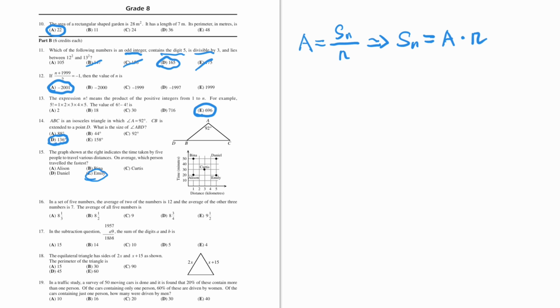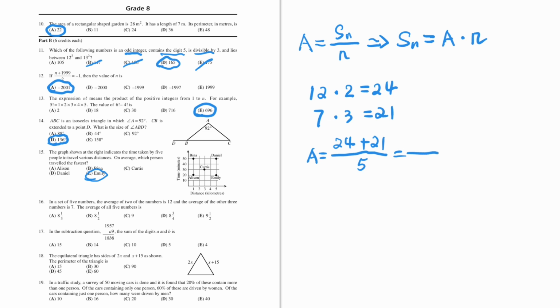First, the 2 numbers: average is 12, number of numbers is 2. They equal 24. And the other 3 numbers, average is 7 times 3. That's 21. So the average of the 5 numbers equals the sum. First 2 sum is 24, the other 3 sum is 21, divided by the number of numbers. That's 45 divided by 5 equals 9. So the answer is C.